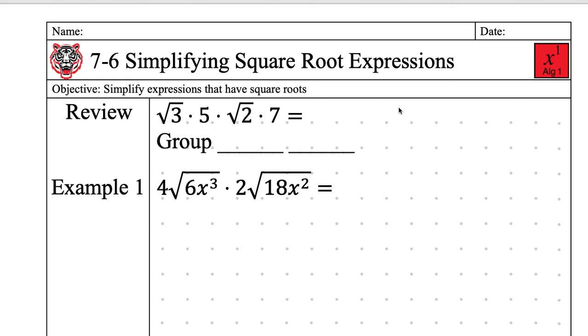All right, we are in Algebra 1. Today's date is Thursday, January 30th. What's going on with my tablets? Having some lag there. There it is.